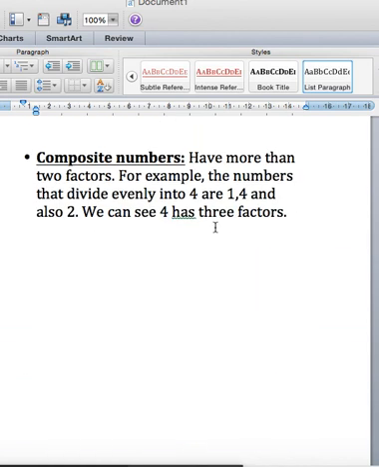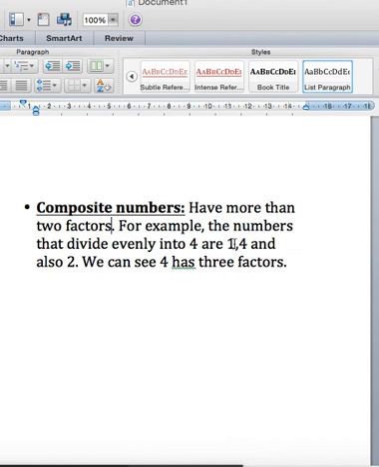The numbers that divide evenly into 4 are 1 and 4, but also 2. Okay, so we can see 4 has 3 factors. So if we have a look at 6, let's write down the factors of 6. We've got 1 and 6, okay?